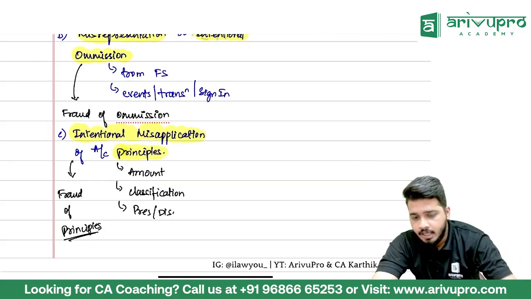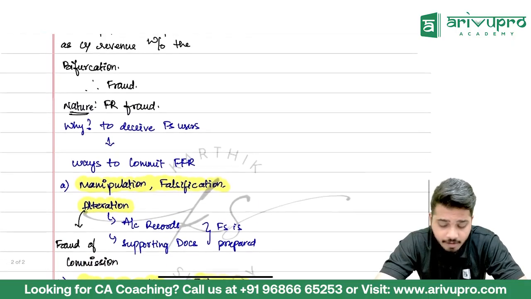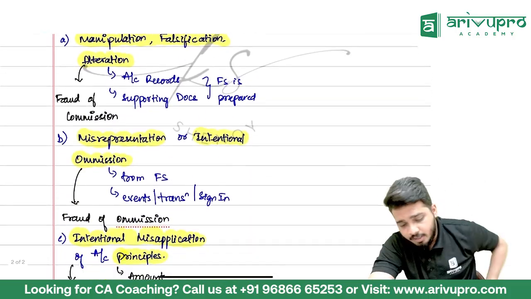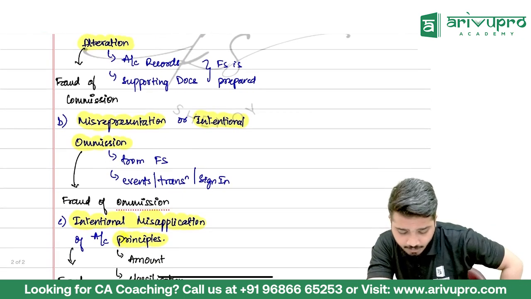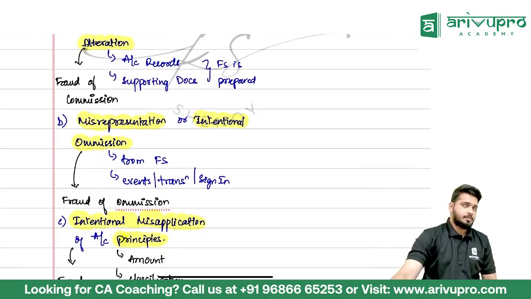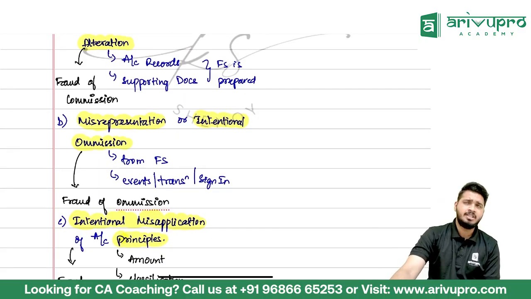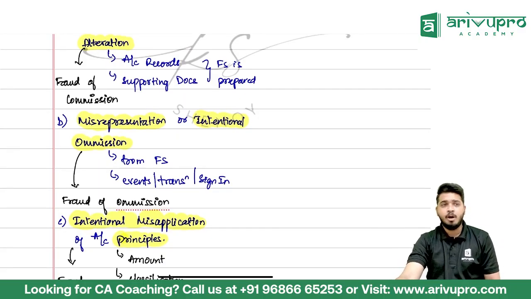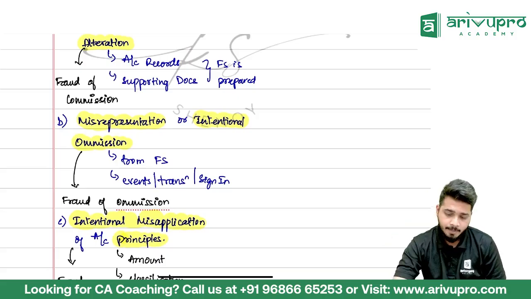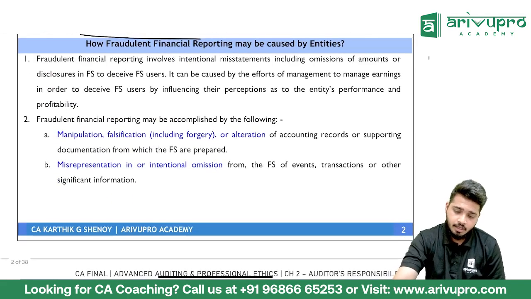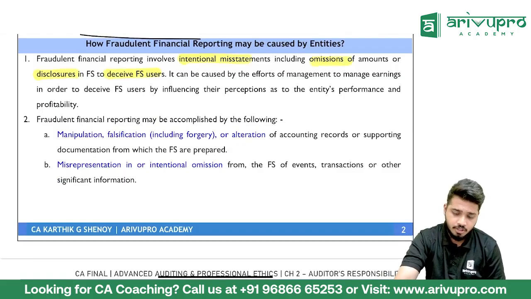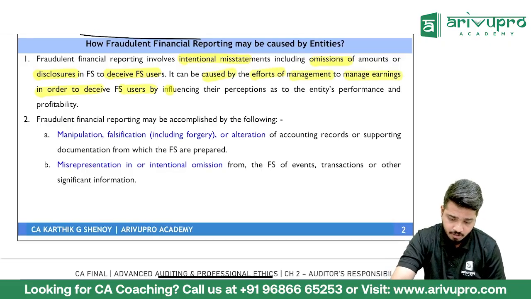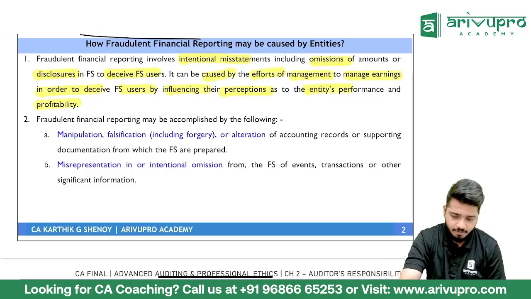Clear? Right? So if you do any of these, you are committing FFR. One is manipulation, falsification, alteration; misrepresentation or intentional omission; intentional misapplication of accounting principles. These three things are the basic or primary ways of committing fraud through financial reporting. It involves intentional misstatement including omission or disclosures to deceive FS users, and can be caused by efforts of management to manage earnings in order to deceive users by influencing their perception of the entity's performance and profitability.